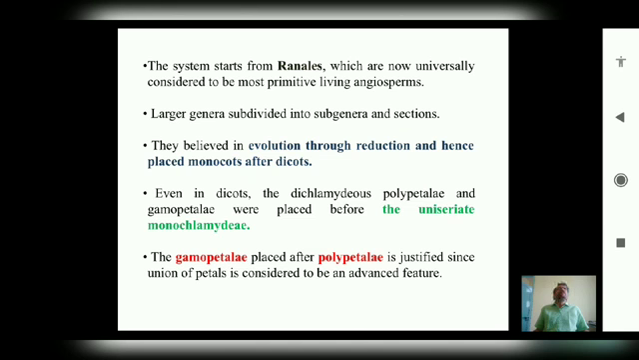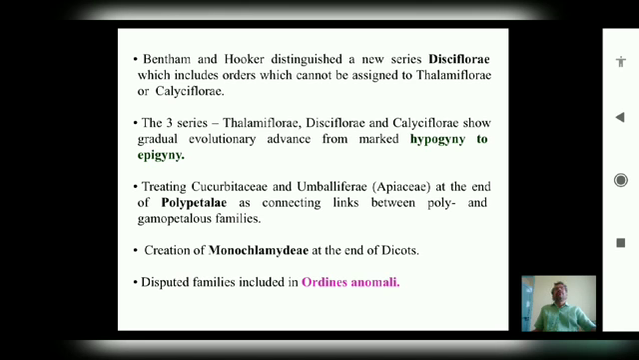They believed in evolution through reduction and hence placed monocots after dicots. Even in dicots, the Dichlamydeous polypetalae and Gamopetalae were placed before the uniseriate Monochlamydeae. The Gamopetalae placed after polypetalae is also justified, since the union of petals is considered to be an advanced feature. Bentham and Hooker distinguished a new series of Disciflorae, which includes orders which cannot be placed either in Thalamiflorae or Caliciflorae.